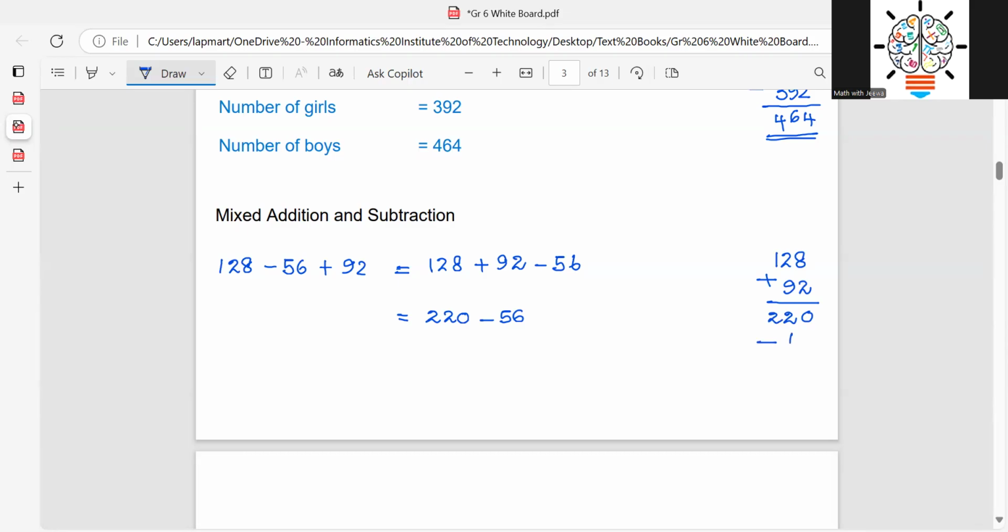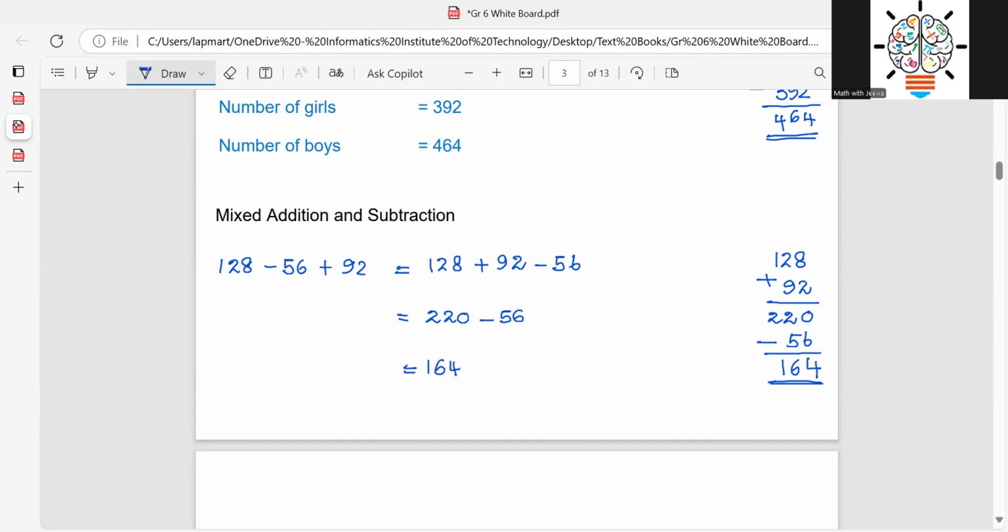From this, you want to deduct 56. So then from 0, you can't deduct 6, therefore you want to borrow from the next door. That becomes 10, 10 minus 6, 4. And here these 2 become 1. From 1 you can't deduct 5, therefore you want to borrow from the next row, that becomes 11. 11 minus 5, it is 6 and 1 here. Okay, so then from 220, you deduct 56. It gives me the final answer, 164.